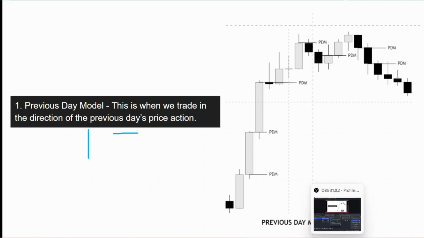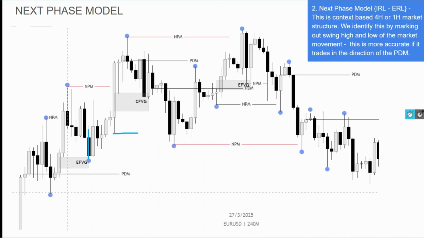So what to do is this: we need to pay attention to details. The next thing we have to do is identify this from our next phase model. So our next phase model is this. We are going to use our next phase model to know whether we are going to trade the previous day model or not. So for example, this is the candle of the previous day model.